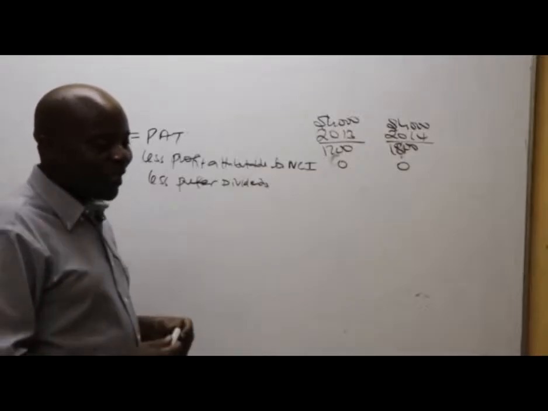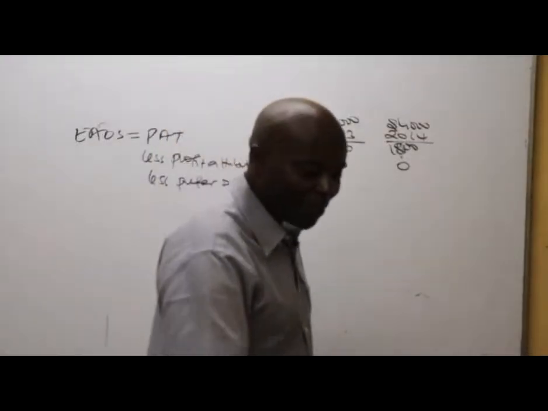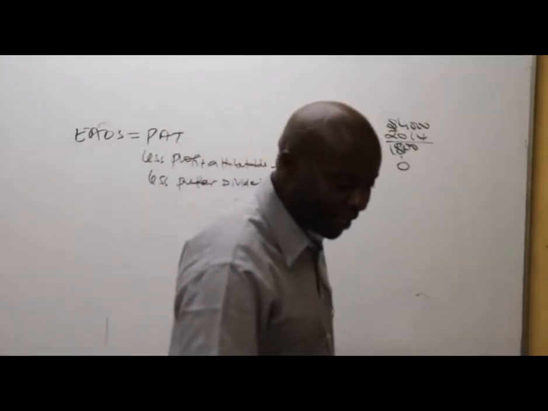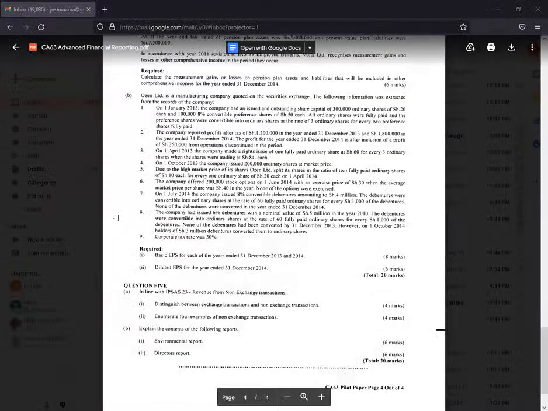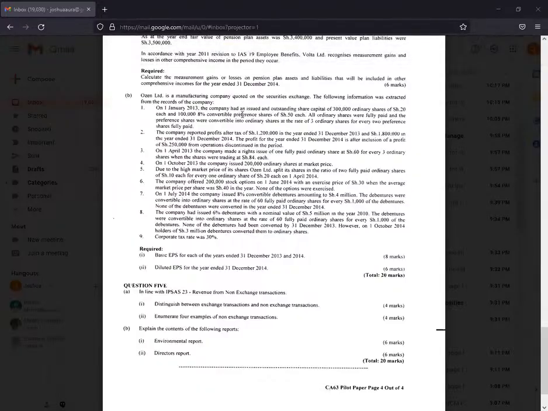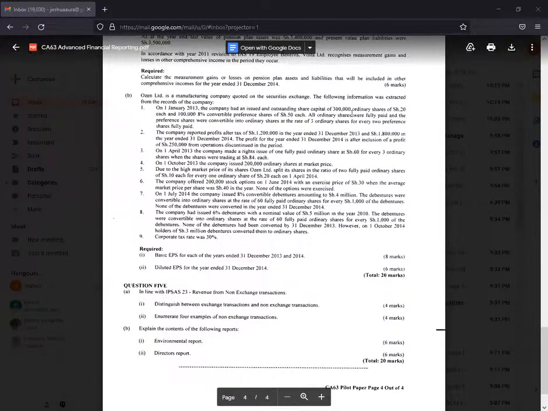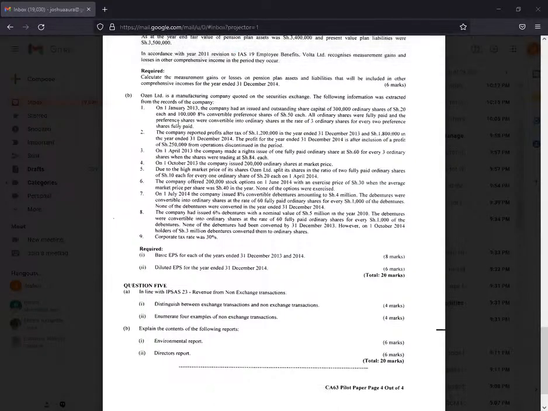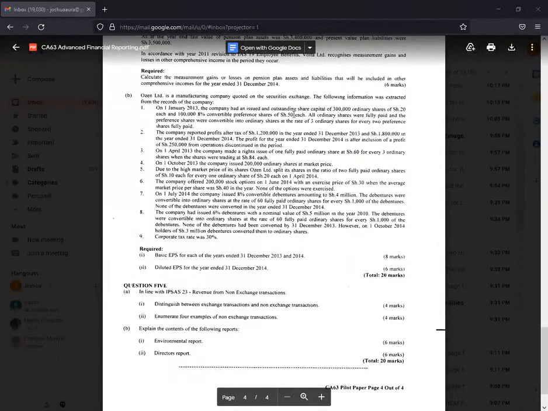Yes. So could you kindly give me the preference dividends? Preference dividends, what do we have? There is a place they gave us preference dividends here. On 1st January 2013, the company had issued and outstanding share capital of 300,000 ordinary shares of shillings 20 each and 100,000 8% convertible preference shares of shillings 50 each.